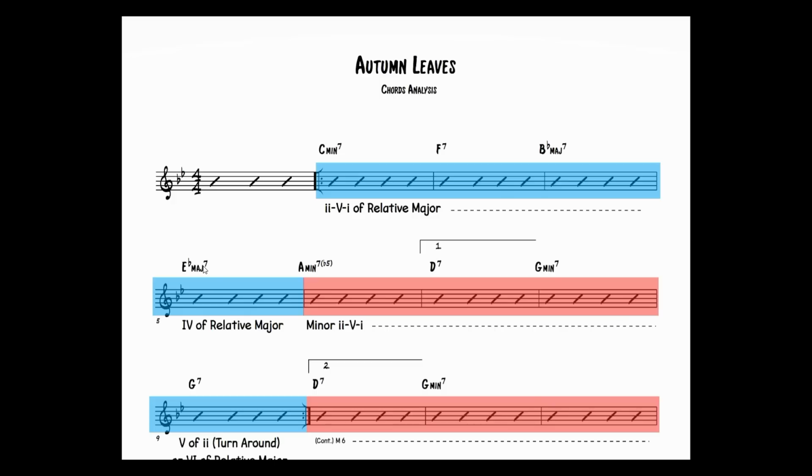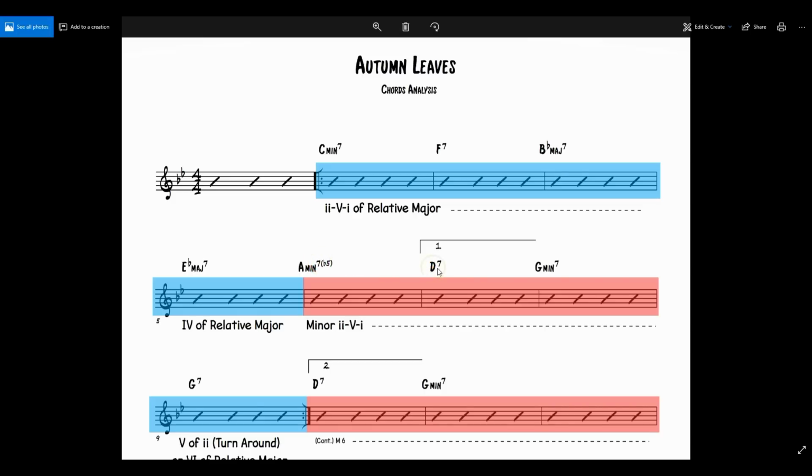Okay, now here we go. Another 2, 5, 1 chord progression, but now we're going into the parent minor. A minor 7 flat 5, D7, G minor 7. So A minor 7 flat 5, that's the 2 chord in a minor key. D7, a lot of times will be like a D7 flat 9, and then a G minor 7.